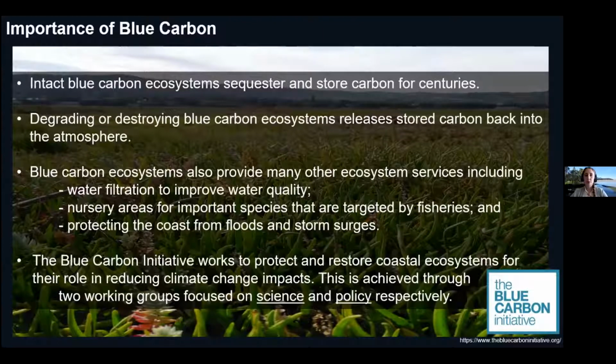These ecosystems are also important because they provide many other ecosystem services, including water filtration, which improves water quality, nursery areas for important fish that are targeted by fisheries, and also these habitats serve as natural coastal protection to protect the coast from floods and storm surges and sea level rise threats. The Blue Carbon Initiative is a global program that is working to protect and restore coastal ecosystems for their role in mitigating or reducing climate change impacts because they absorb atmospheric carbon dioxide. And this is achieved through two working groups that are focused on science and policy, respectively.